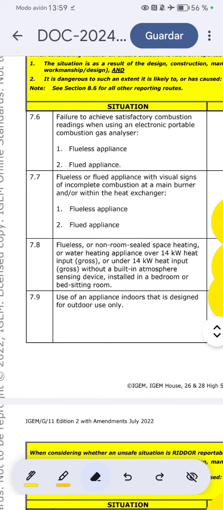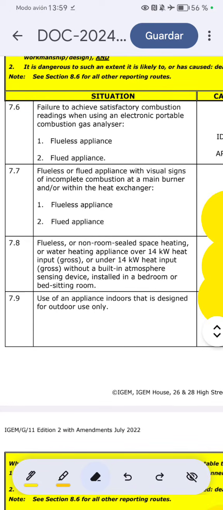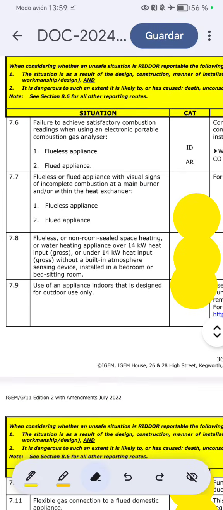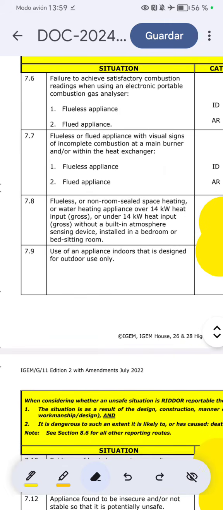7.7. Flueless or flued appliance with visual signs of incomplete combustion at a main burner and/or within the heat exchanger. Flueless or flued appliance with visual signs of incomplete combustion. I'm going to say ID for these two, but I'm going to say flueless appliance ID, flued appliance at risk. Whew. Okay, I learned from the one above.